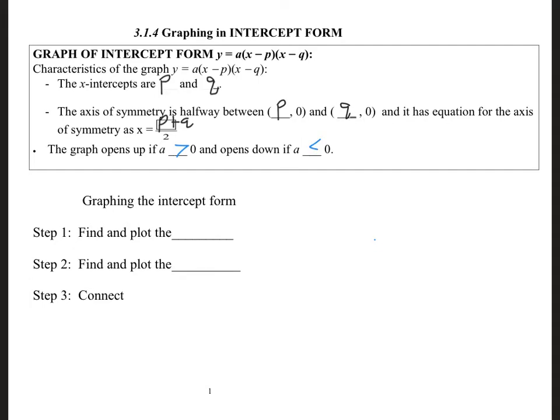So how do we graph in intercept form? Before we find and plot the vertex, we find and plot the points (p, 0) and (q, 0). Then find and plot the vertex, and then you just connect. You can see the axis is halfway between the intercepts.